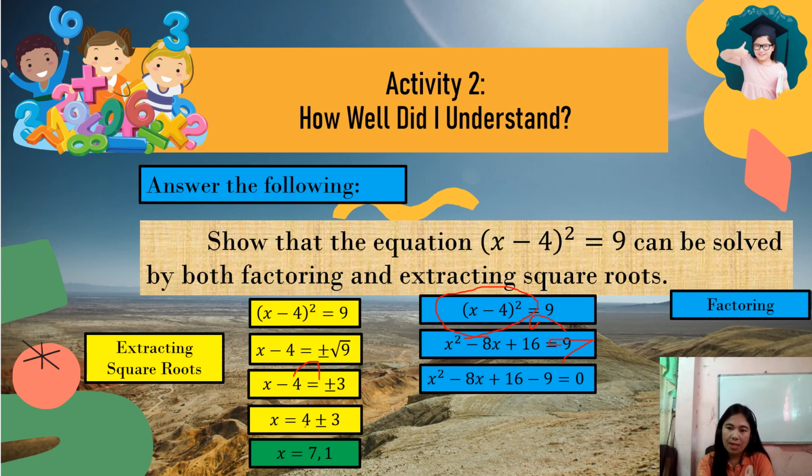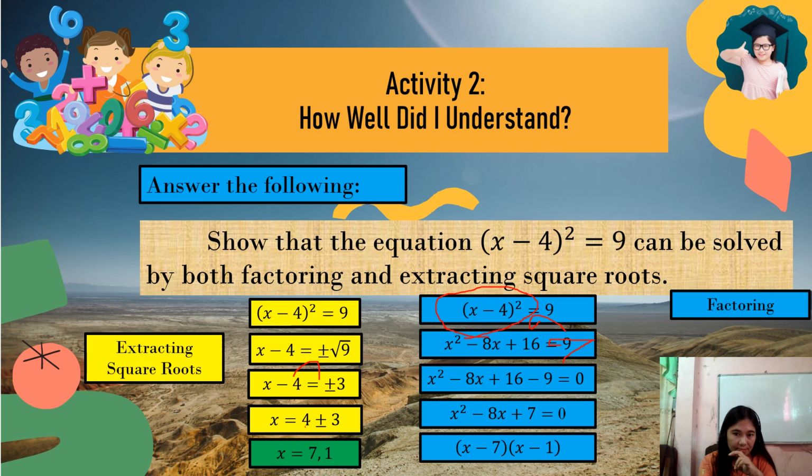Now, combine the 16 minus 9 so that you have just one constant. So 16 minus 9 is 7. So this is it. Now, you can factor it. What are the factors of this? Okay, pause the video. Find the factors of x squared minus 8x plus 7. Did you find x minus 7 and x minus 1?